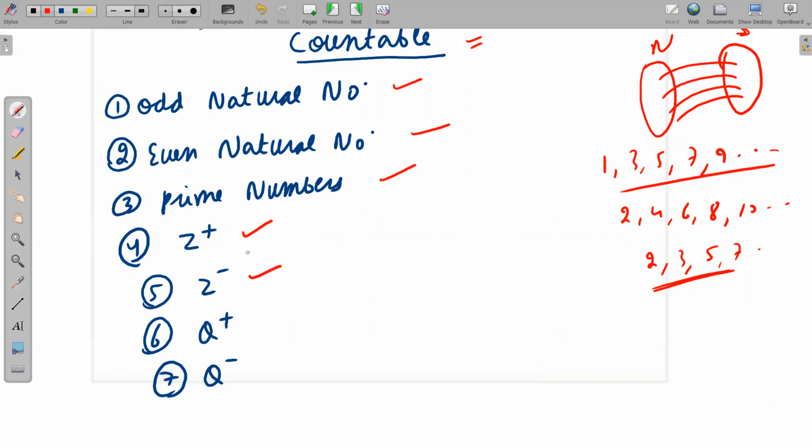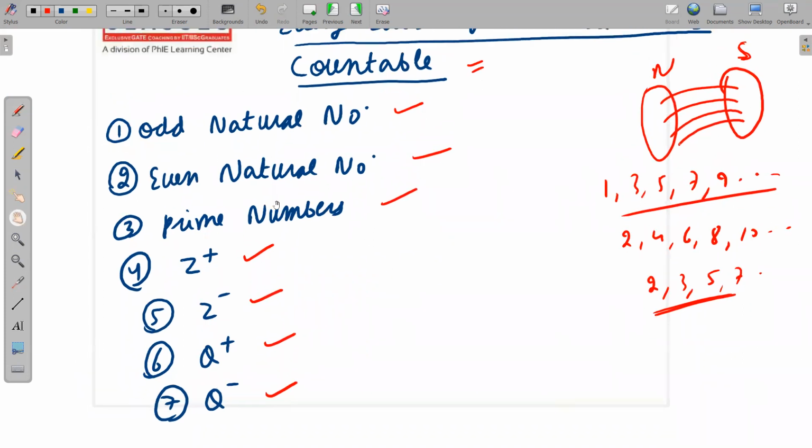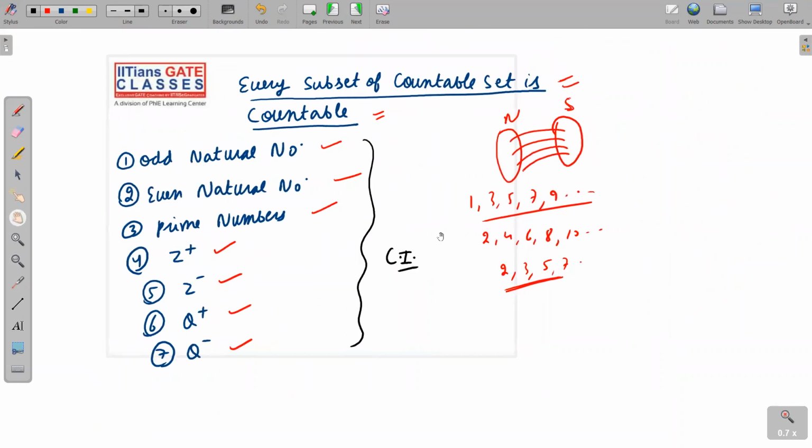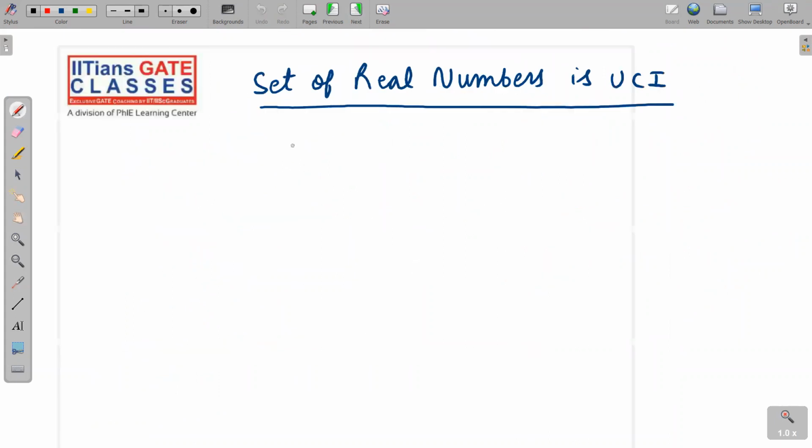Similarly, Z minus is a subset of Z, so it will be countable. Q plus, positive rational numbers, and Q minus, negative rational numbers, all these will be countable. Okay, and obviously all these are countably infinite. Okay, so let me put everything on one slide so that you can note it down carefully. Okay, so let's jump to the next slide.